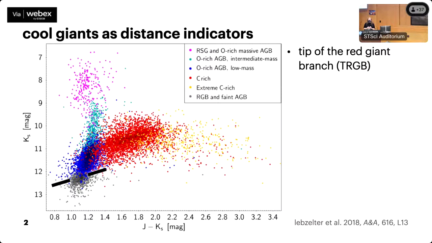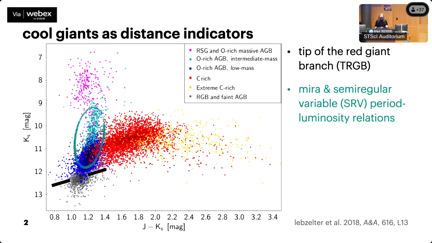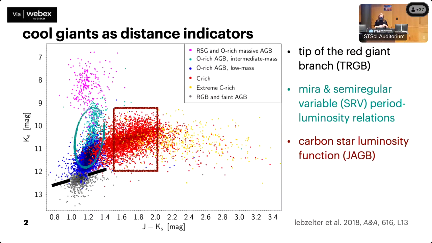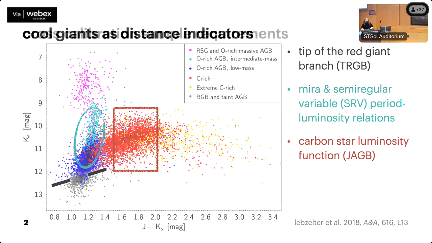And lately, there's also been a lot of interest in using the period luminosity relations of Mira variables and semi-regular variables, and also the luminosity function of carbon stars, known as the JAGB. I think these all have a ton of potential, and they also pose some unique challenges when it comes to fundamental calibration, especially in terms of cross-calibrating between facilities.